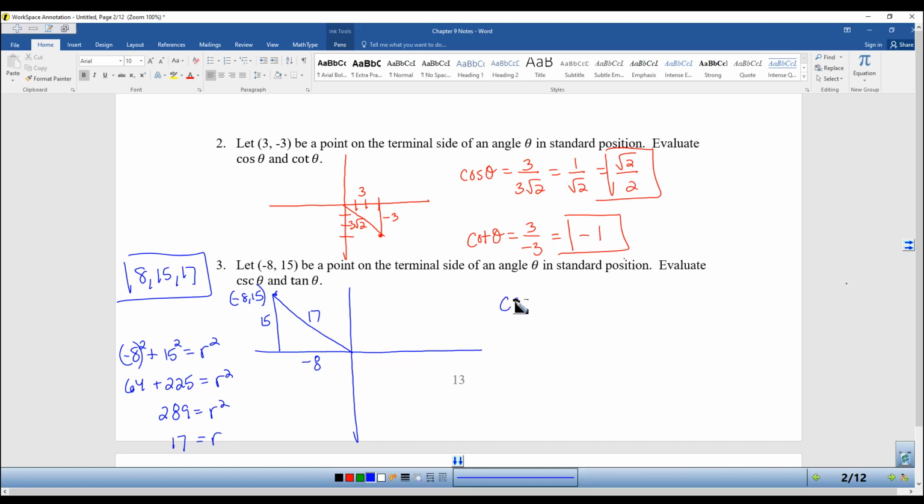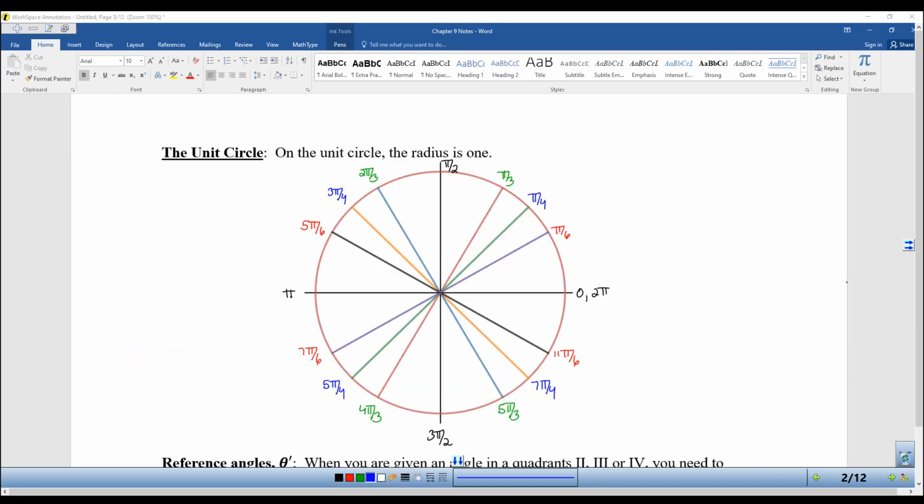So they asked us to find cosecant of theta. So remember, this is theta over here, but we're still going to use this one to figure out the triangle, and it matches. So cosecant of theta is hypotenuse over opposite, and tangent of theta is opposite over adjacent. Although, as I've said before, most people put the negative on top. There we go. All right.